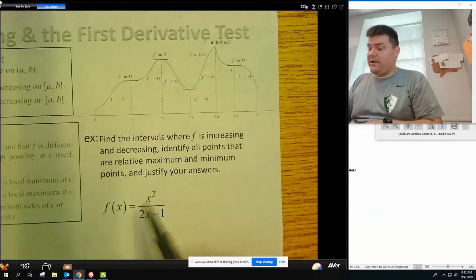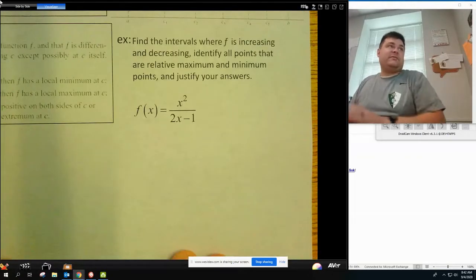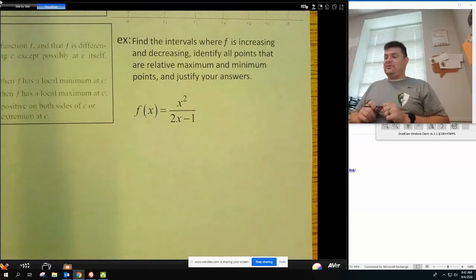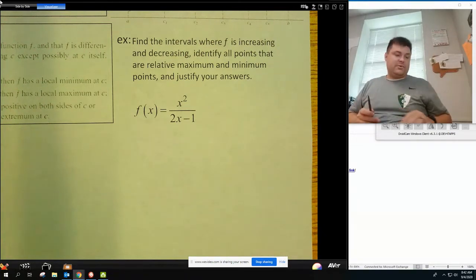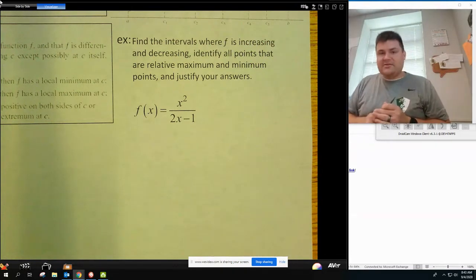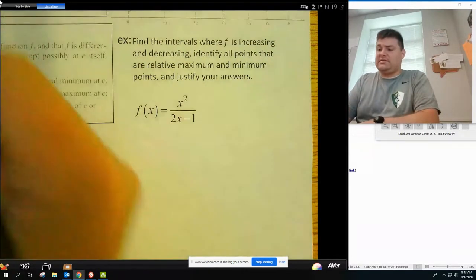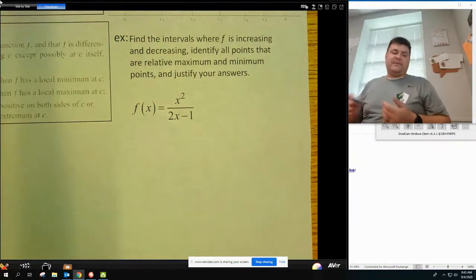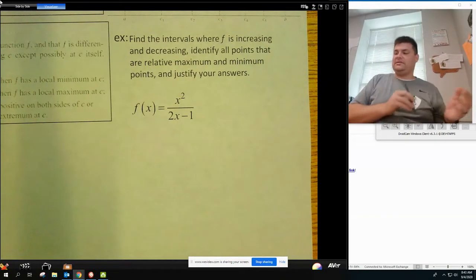So we're going to go through a problem here, and that's it, just one problem. We're going to find the intervals where f is increasing and decreasing, and we're going to identify all points that are relative maximums and minimums, and then we're going to justify our answers. Justifying our answers are not paragraphs, they're just real quick answers. It's really just saying, derivative is positive, so it's increasing. Derivative is negative, so it's decreasing.